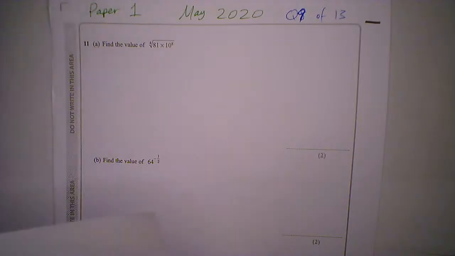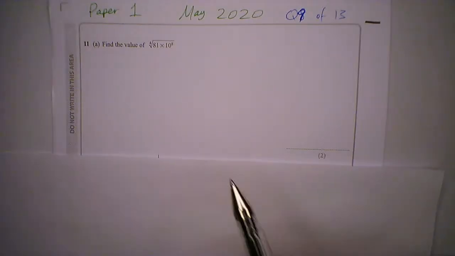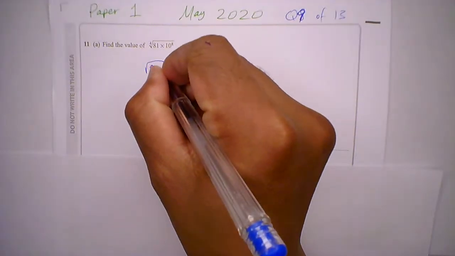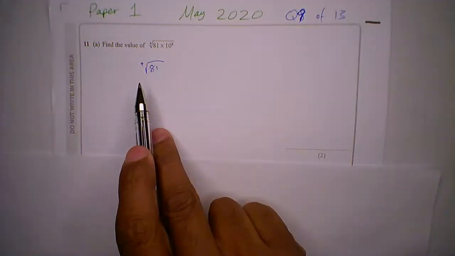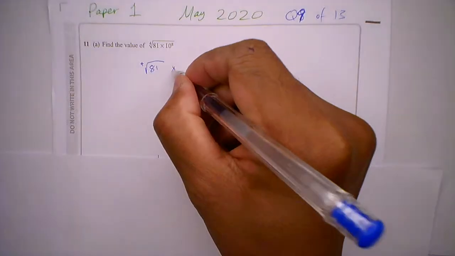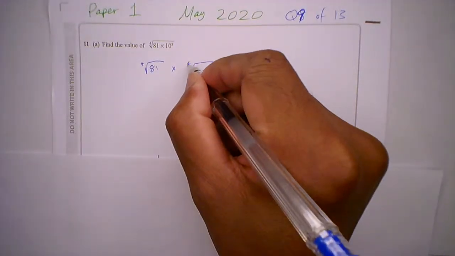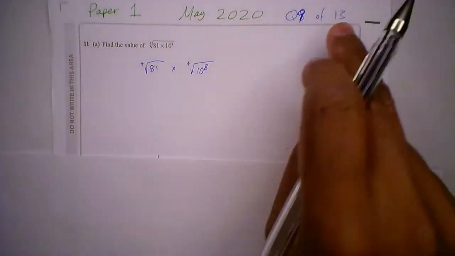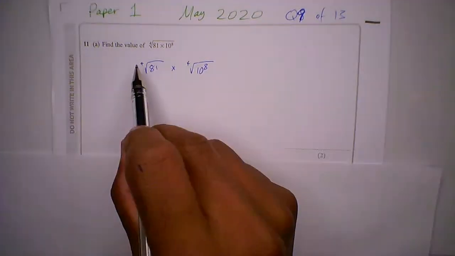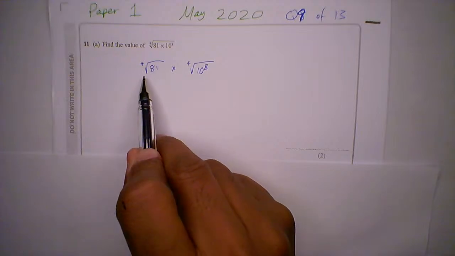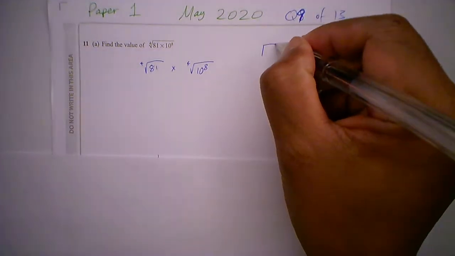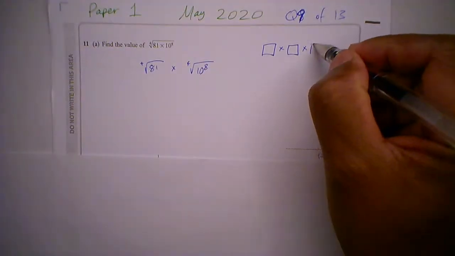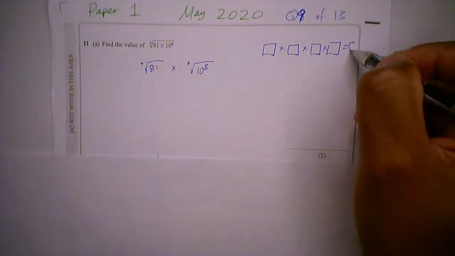Okay, so what I'm going to do for the first one, I am going to split this up into 2 parts. So I've got the fourth root of 81, and you may spot that we've done this before, and the fourth root of 10 to the power 8. Okay, so now let's work on this. Something multiplied by itself 4 times, because it's the fourth root, 1, 2, 3, 4 times gives me 81.